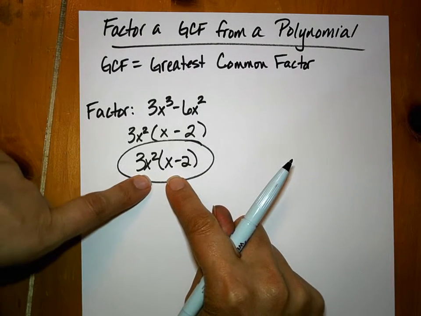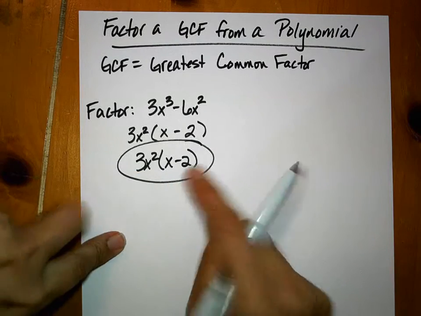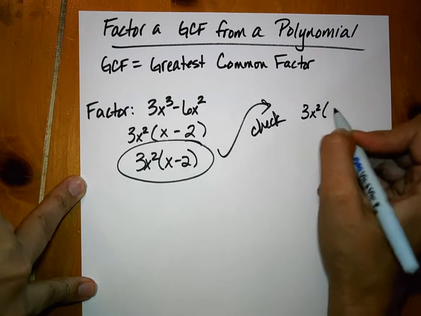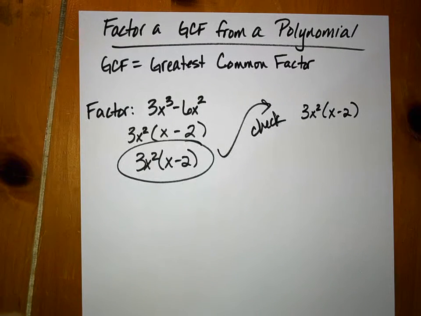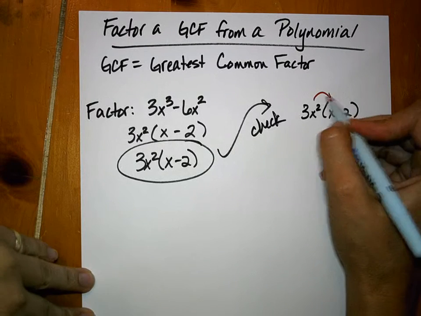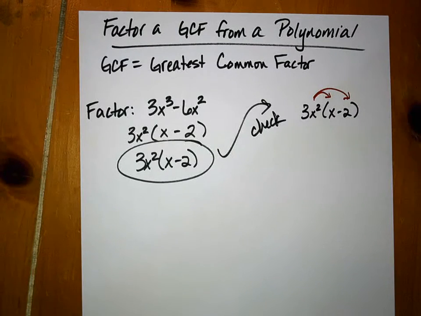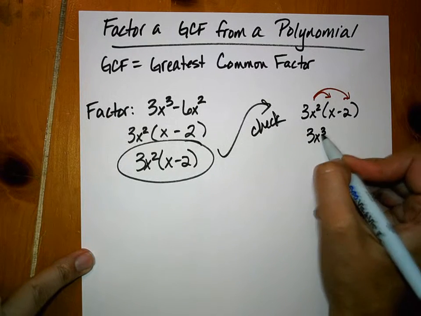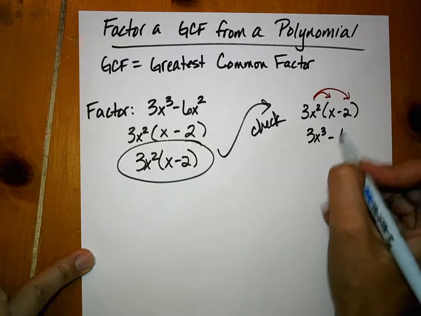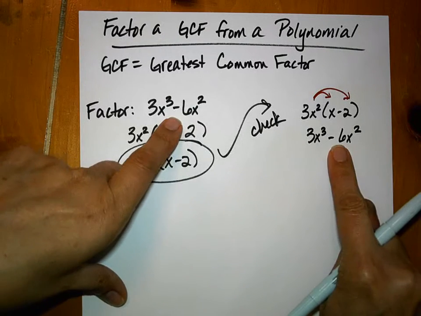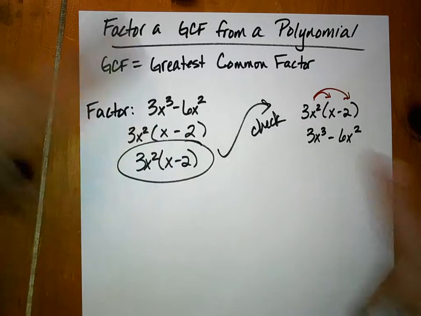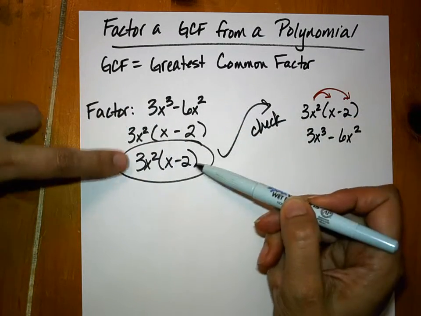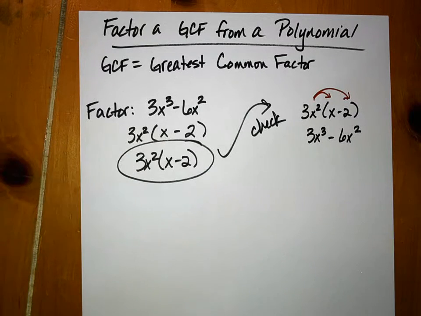This problem looks like, oh, I should distribute it. And that's exactly how you then check your answer. You take 3x squared times x minus 2. Do your distribution, and if you did it right, you'll come up with the original polynomial you had. 3x squared times x is 3x cubed minus 3x squared times 2, 6x squared. And they do match, so you know you did it right. So this is the multiplied form of a polynomial. This is the factored form of a polynomial.